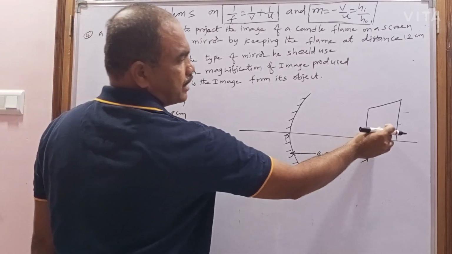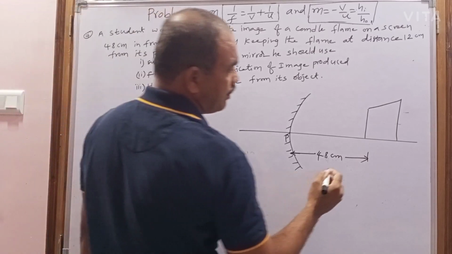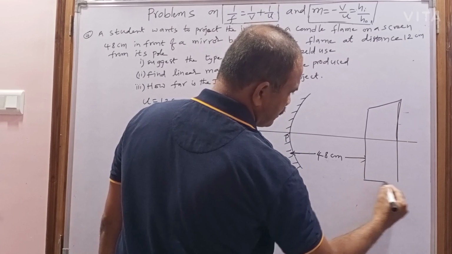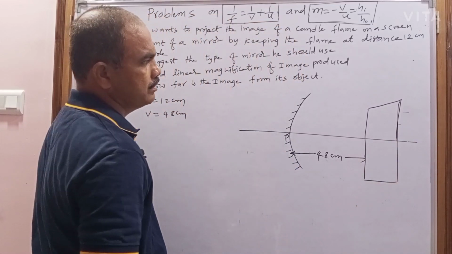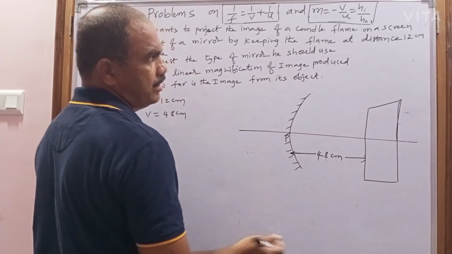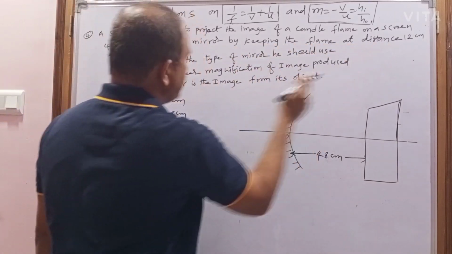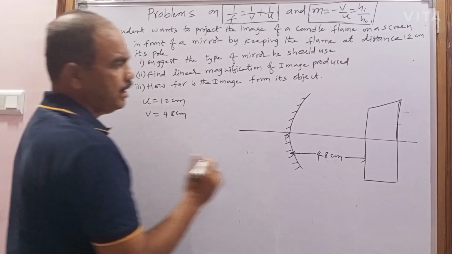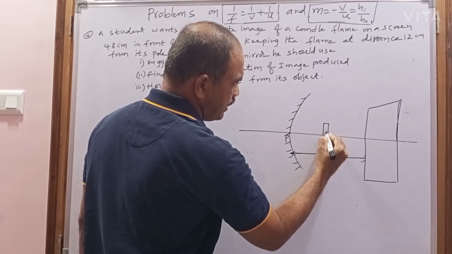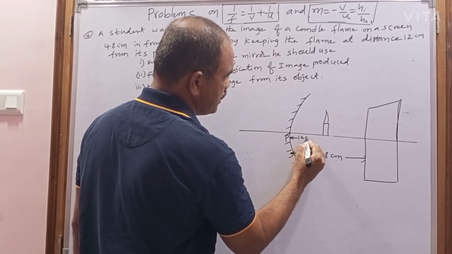So why was he using the concave mirror? Why was he using the screen? To catch the image of the candle. He wants to catch the image. So this is the screen placed. Now on the screen he wants to catch the image at 48 centimeter. So where was he keeping the object? By keeping the flame at a distance of 12 centimeter from its pole. Let us imagine this is a candle after lighting. So this is kept at how much distance? 12 centimeter.